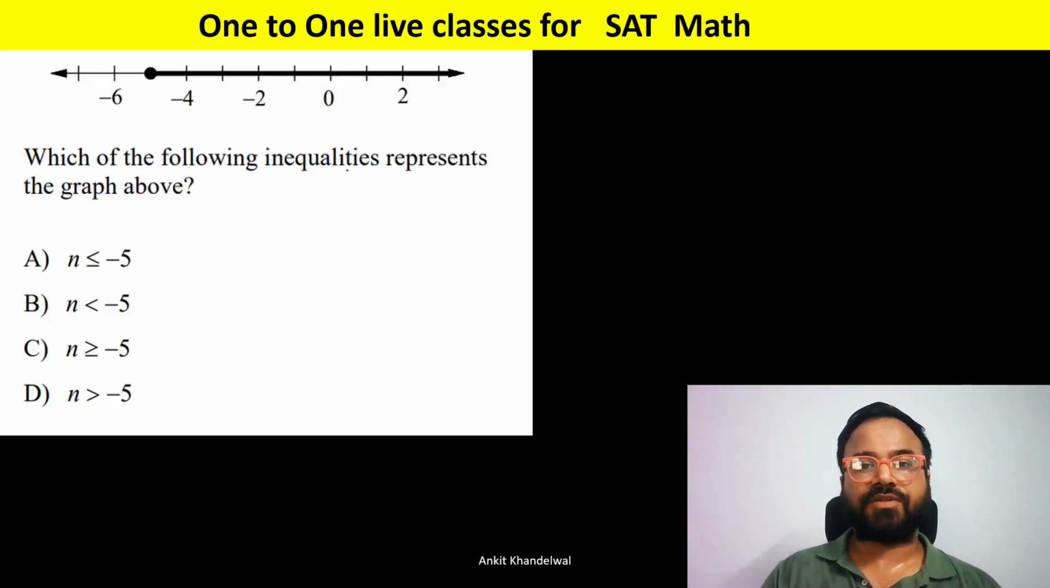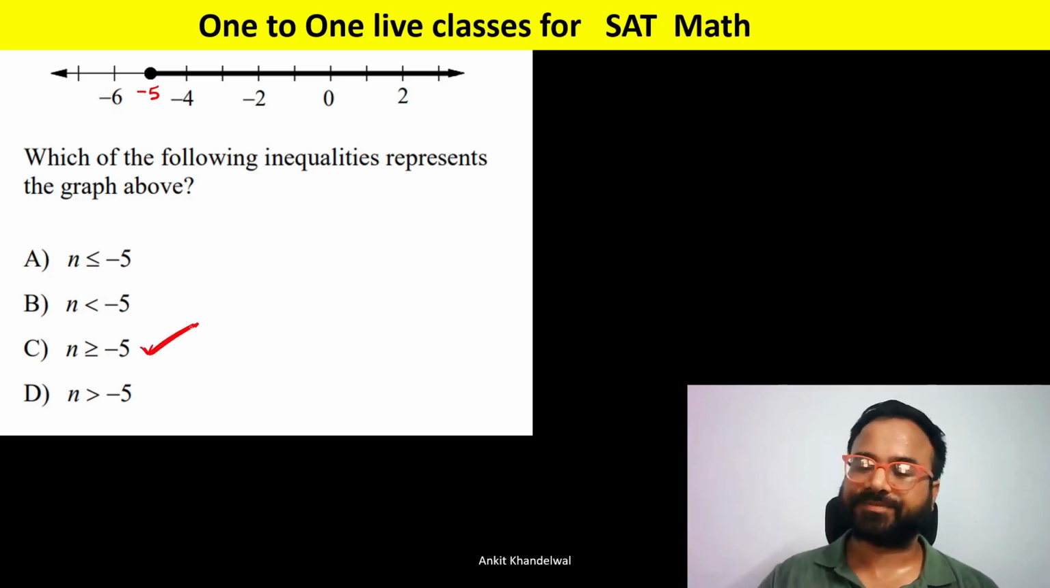Now this says, which of the following inequalities represents the graph above? You can see this is negative 4, so definitely this is negative 5. Negative 5 is included, and the solution is on the right side of it. So the variable should be greater than or equal to negative 5. Greater than or equal to negative 5 means option C is the correct answer.